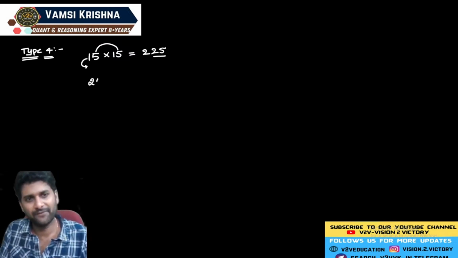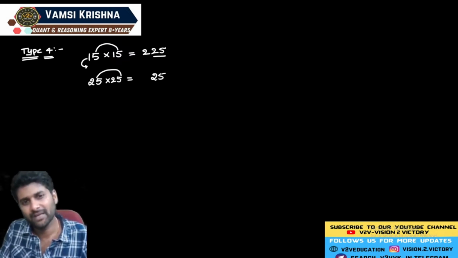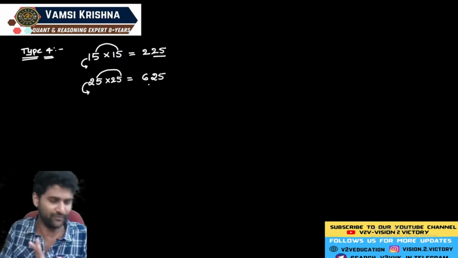Now see, if 25 is multiplied by 25, what is your answer? Again, 5 5s are 25. If 2 is multiplied with the next number, 2 3s are 6. So you will get the answer is 625.